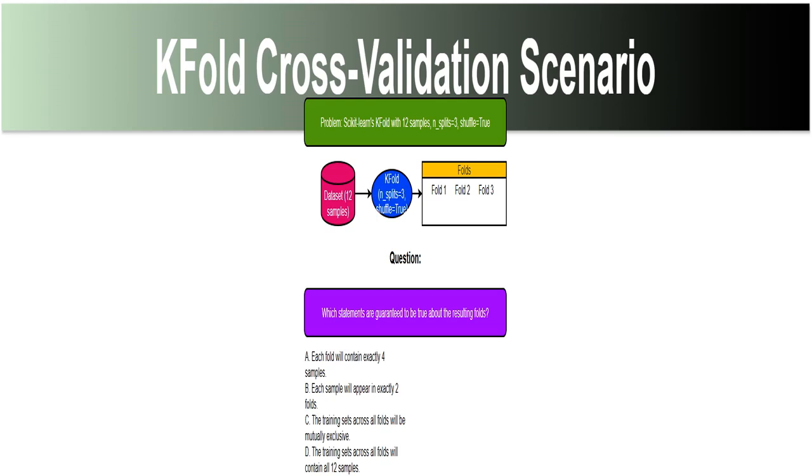I'm tackling a problem using Sklearn's KFold for cross-validation. I have 12 samples of data, splitting them into 3 folds. Importantly, I'm shuffling the data randomly before splitting, which is crucial for unbiased results.